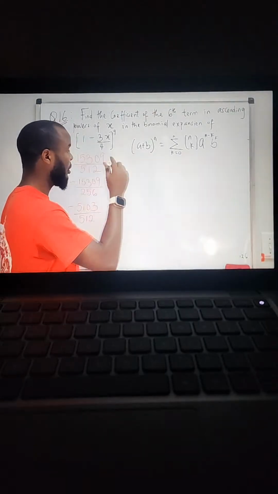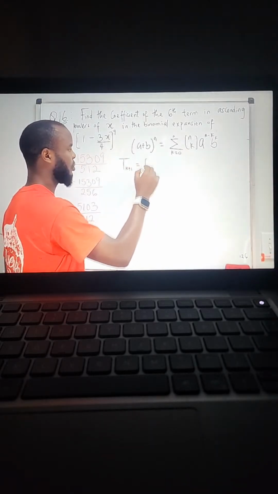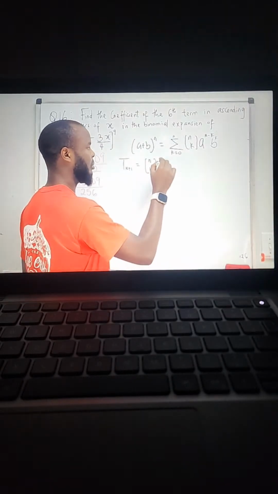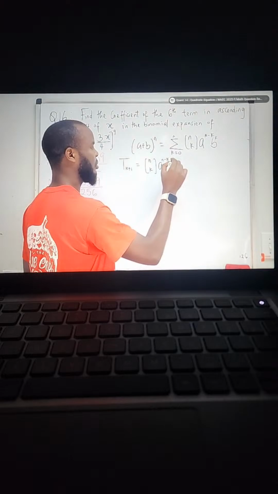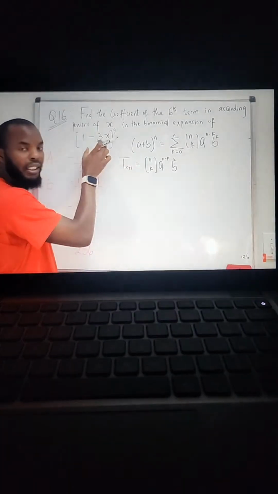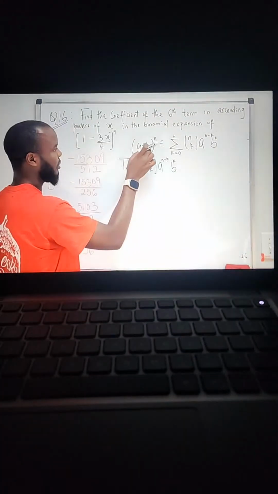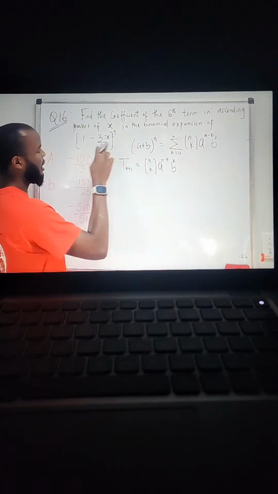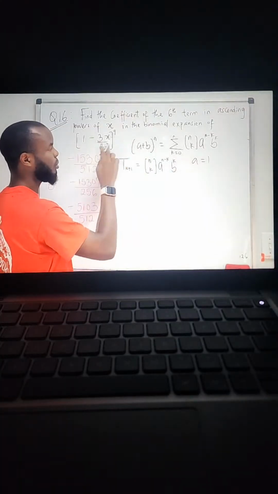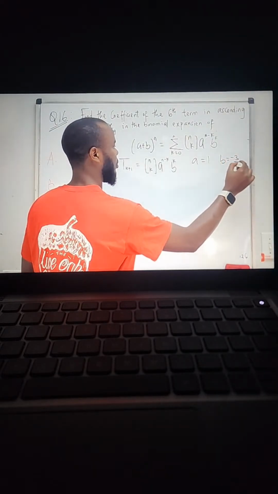Now in our case, we have T k plus 1 for the sixth term equals n choose k, with a specific value of k, a to the power of n minus k and b to the power of k. If you have a look at this, it's the same thing as this. We want to make sure the coefficients are equivalent. From here, a is 1, and b is -3/4.